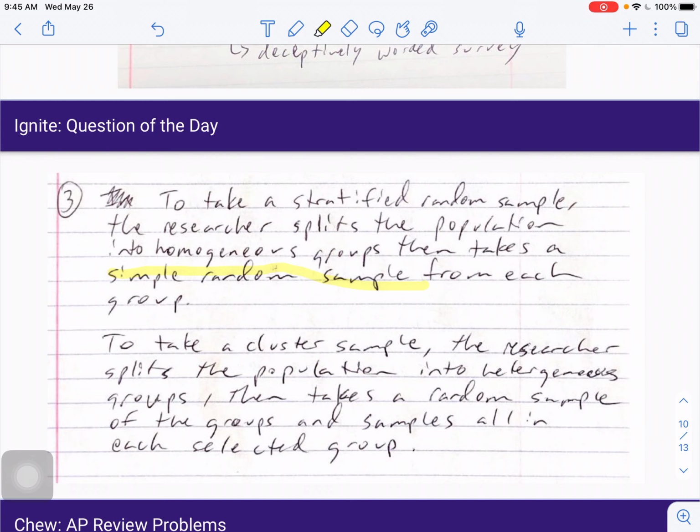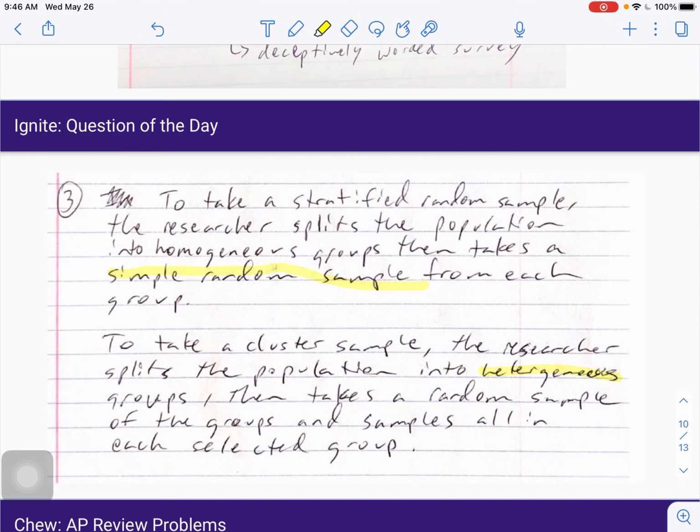To take a cluster sample, the researcher is still going to split the population into groups, but this time they're going to be heterogeneous groups, right? So they're generally going to be different in some way. The elements within each group are going to be different. And then what you do is you take a random sample of the groups, and you sample all of the things or people in each selected group.